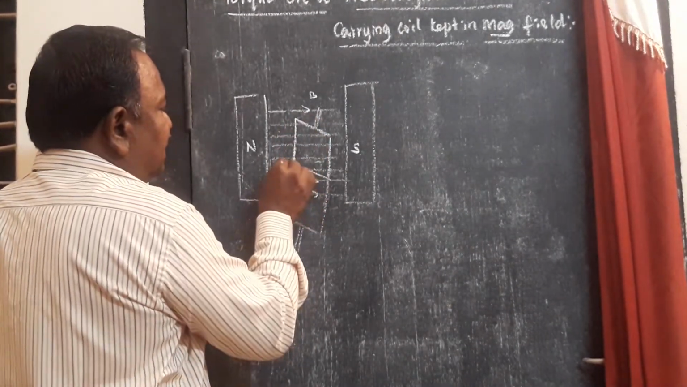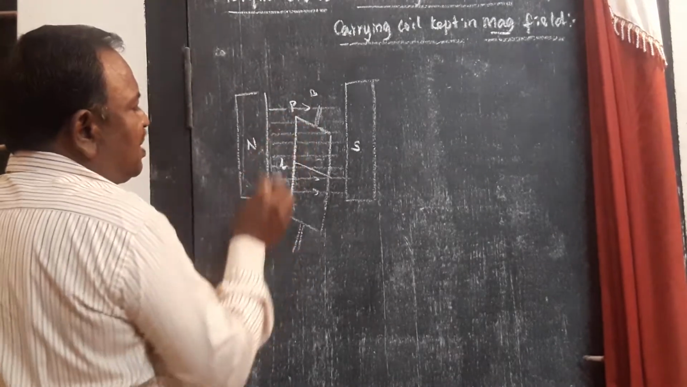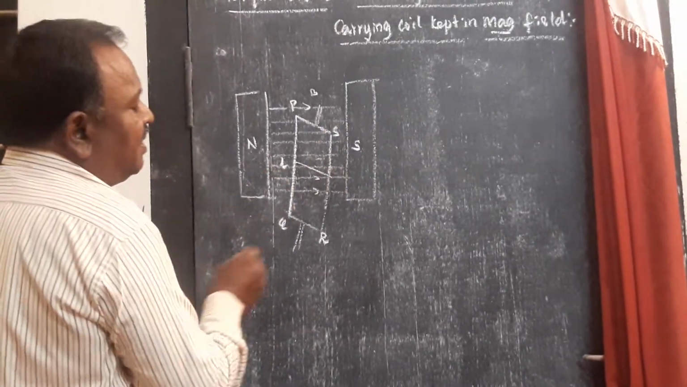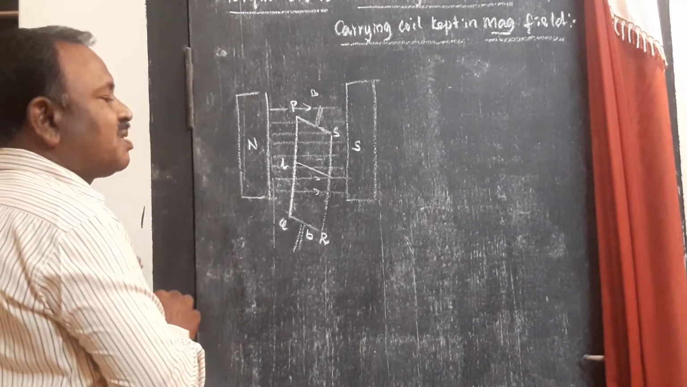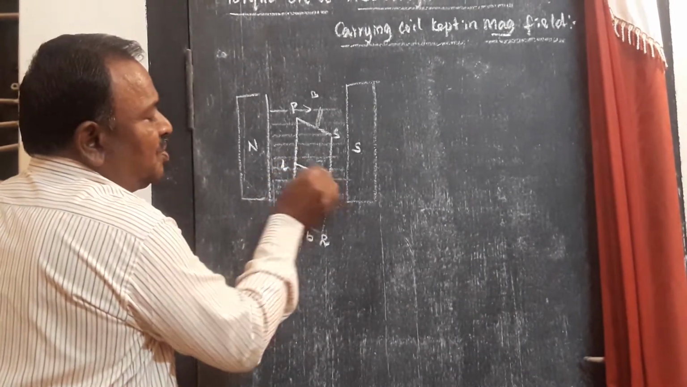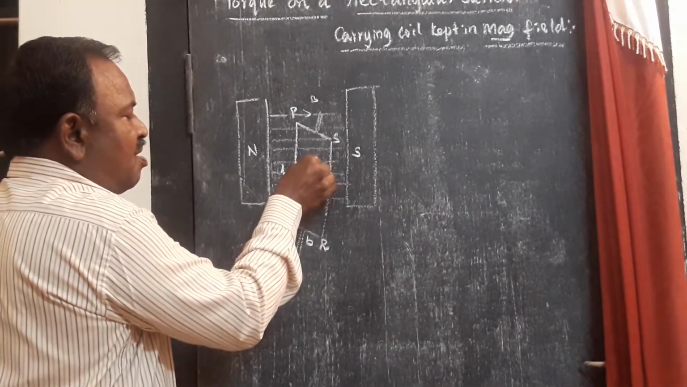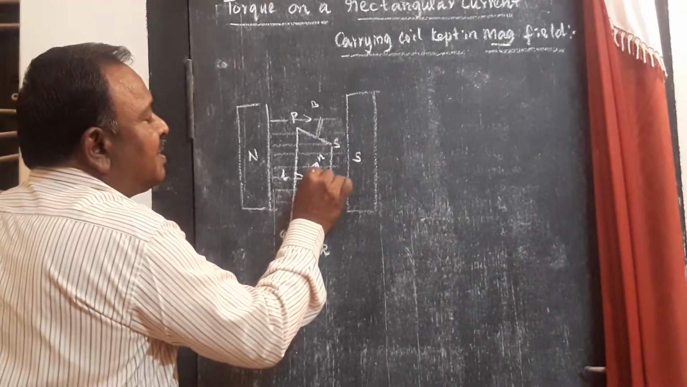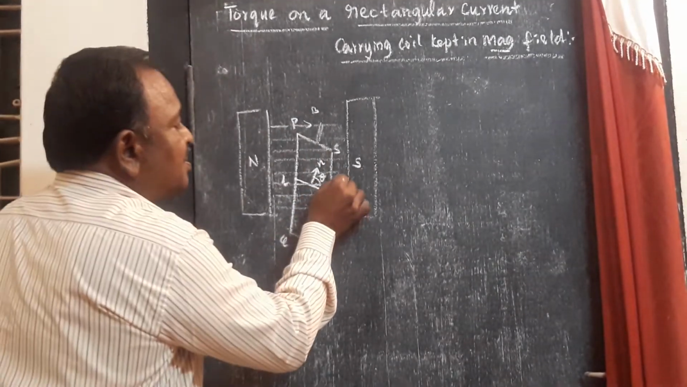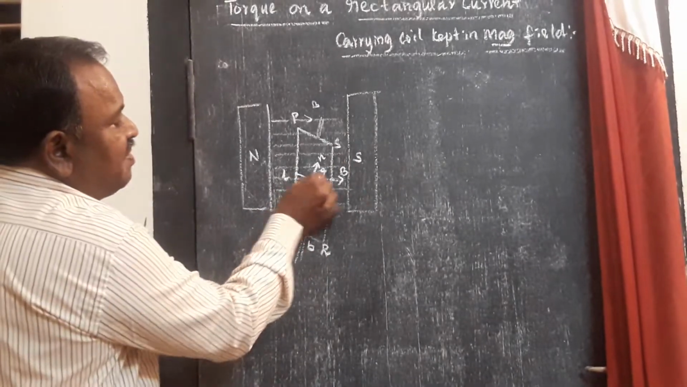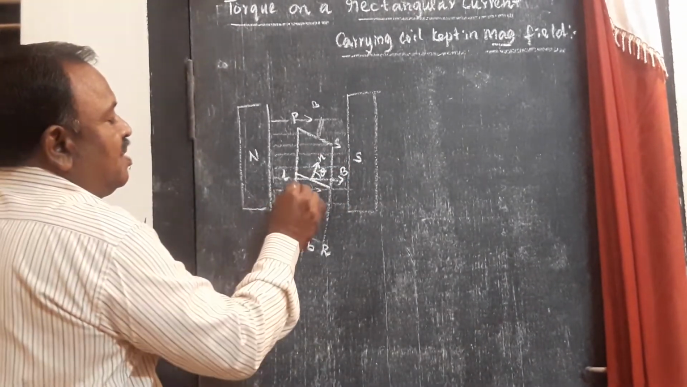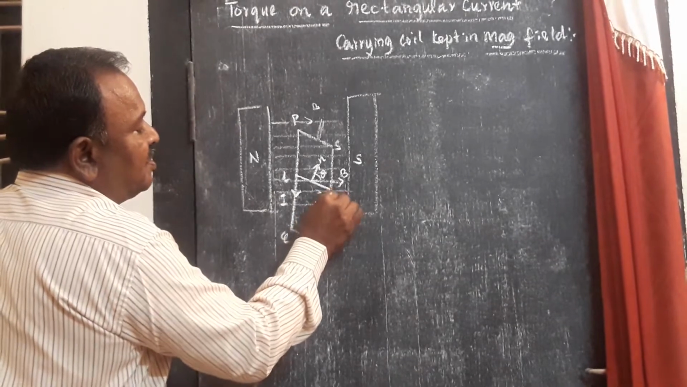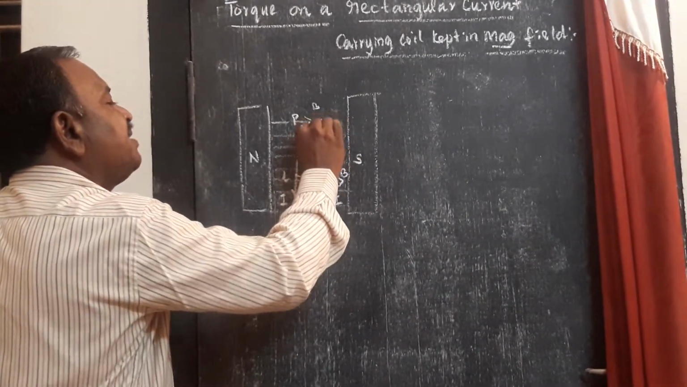Let this coil be represented by PQRS. L is the length and B is the breadth of the loop. So we are drawing a normal. This normal makes an angle theta with the magnetic field. So this is the direction of the magnetic field. The angle between the normal and the magnetic field is theta. So current I ampere flows through the coil. For simplicity, we are considering a single turn.